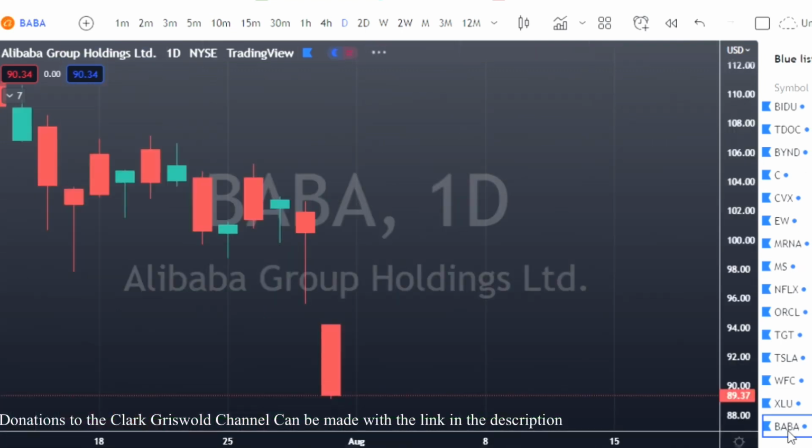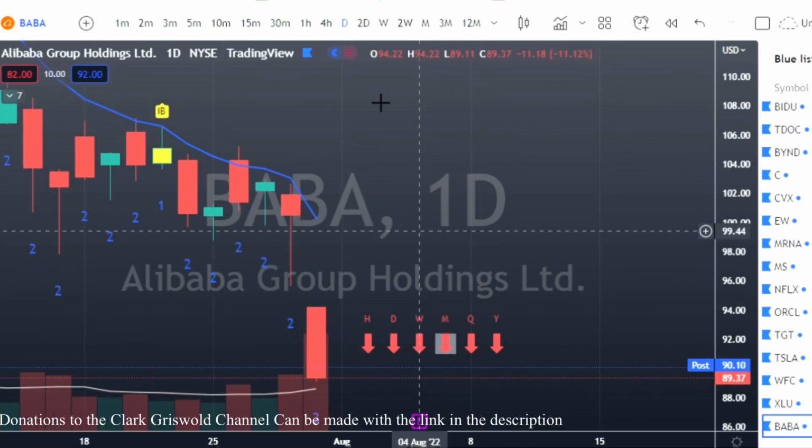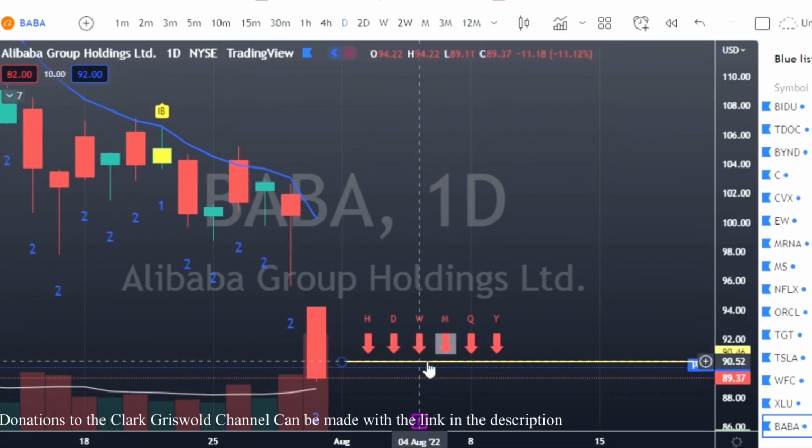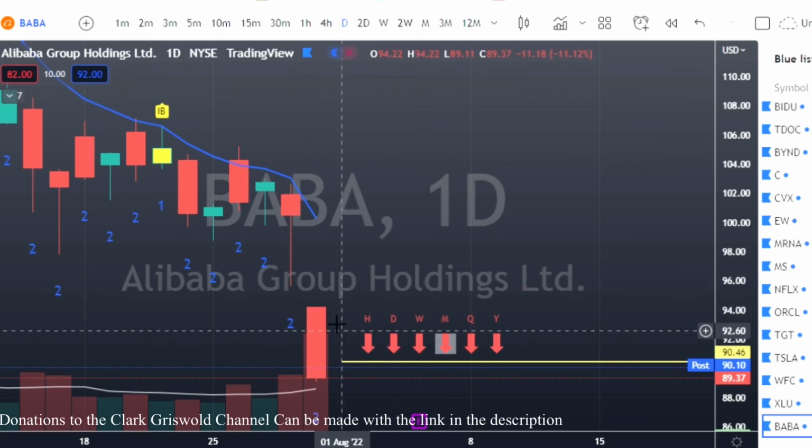And BABA. I don't know why I've got this one on here. I really don't. 2 down red. I'm going to take this off of here. I don't know why it's on there.